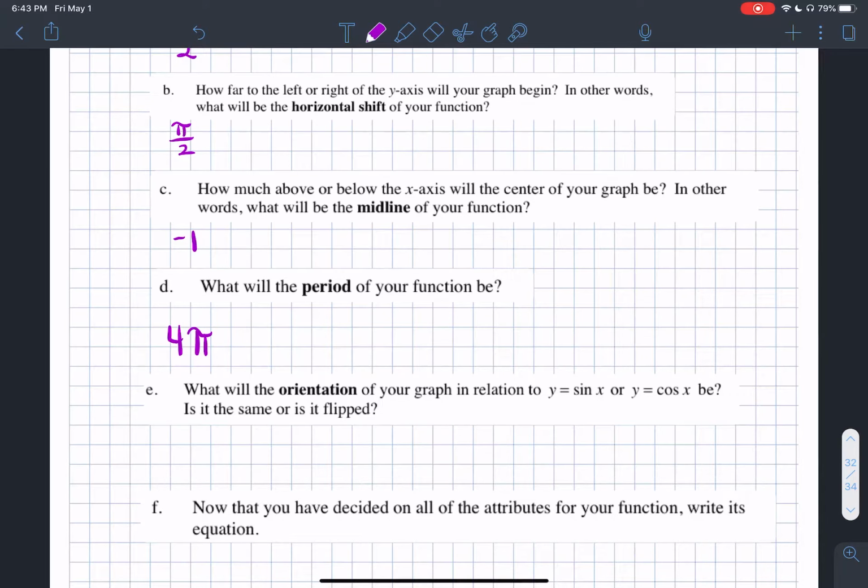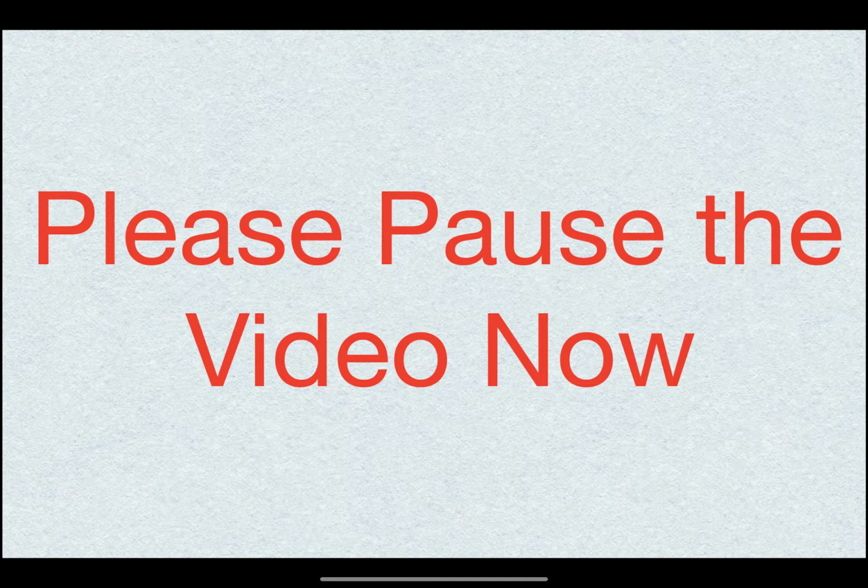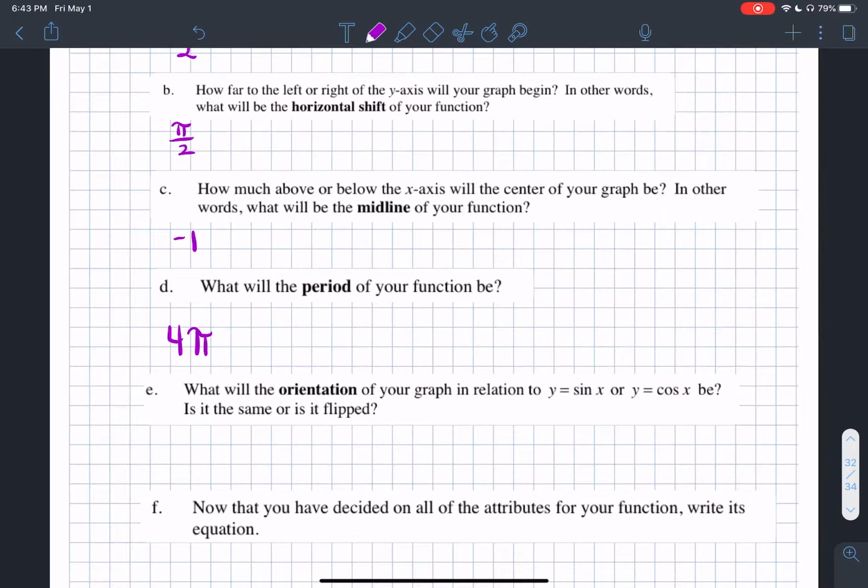Now that you've chosen your midline, please pause the video to read part D and think about what it's asking you to do. Part D is asking you to choose what the period of your function will be. I chose 4 pi, so please choose something other than 4 pi for the period of your function. Please pause the video now to choose the period of your function.